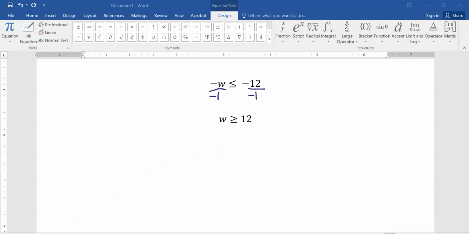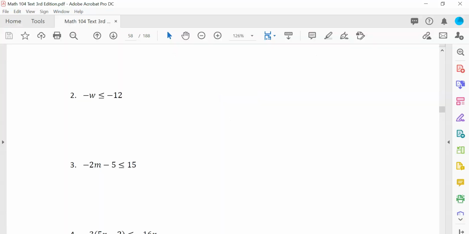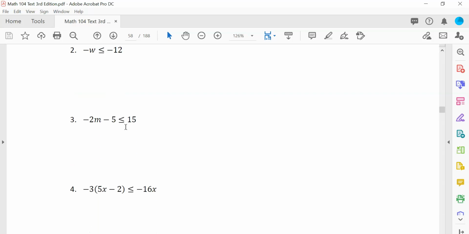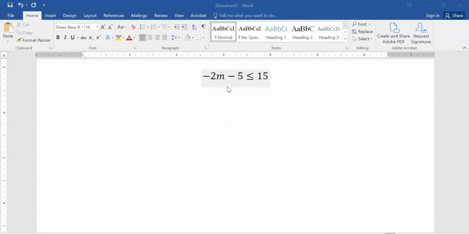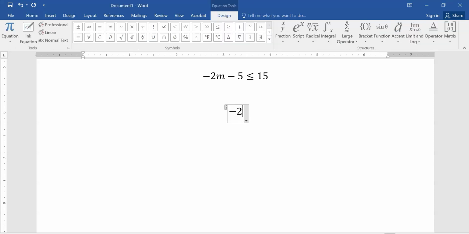Let's do one more just for sake of completion. Let's take this, negative 2m minus 5 less than or equal to 15. That's number 3. All right, here that problem is. So what we're going to do, simplify the left and the right-hand side. So we're going to add 5 to both sides. So when you add 5 to the left, you get negative 2m. When you add 5 to the right, you end up with 20.